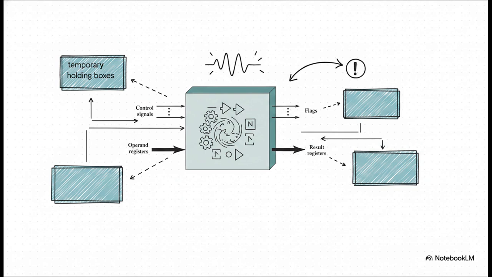Operands, which are just the numbers we want to actually do the math on, are fed into the ALU through operand registers. You can think of these registers like temporary holding boxes. The processor sends control signals to tell the ALU exactly what operation to perform. The ALU crunches those numbers using simple Boolean logic, and then it pushes the final answer out into result registers. Oh, and it also outputs flags, like an overflow flag, just to alert the system if a calculation happened to exceed the physical limits of those holding boxes.